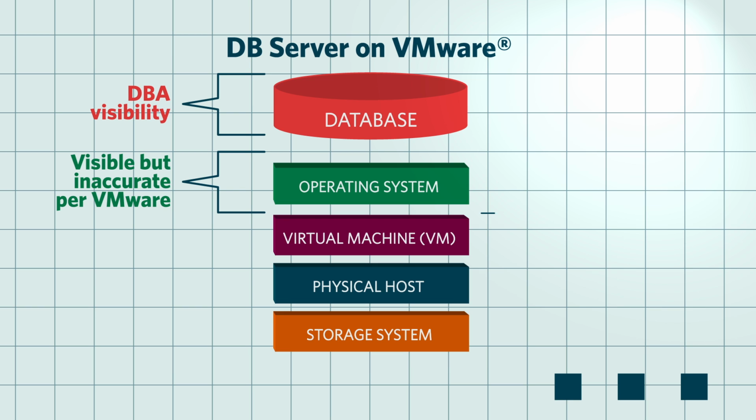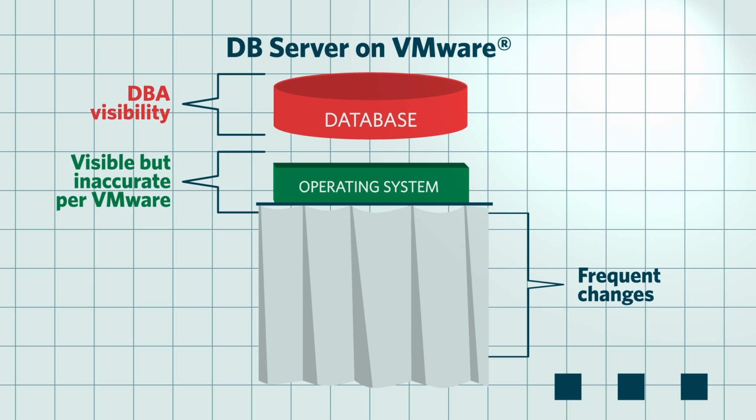In a virtual environment, the lower levels change frequently. For example, the memory and CPU of the virtual machine are often changed. And even the number of virtual machines running on the physical host varies. Think of VMware like a curtain that is hiding the lower layers. If you can't see the layers where frequent changes occur, it can be tough to see problems.